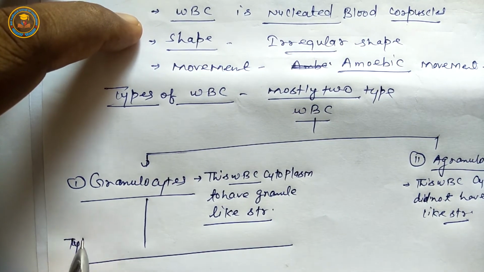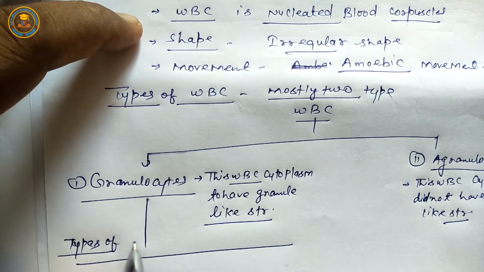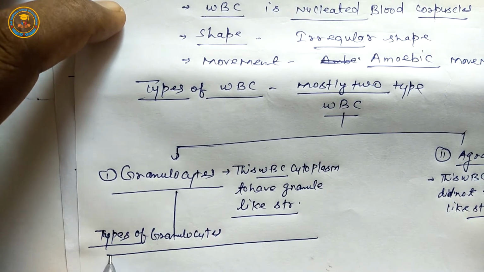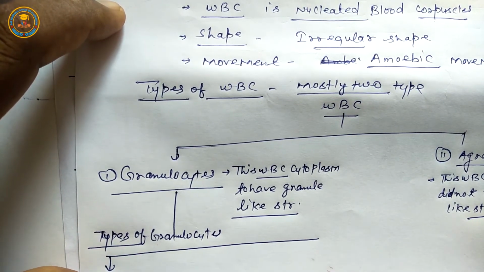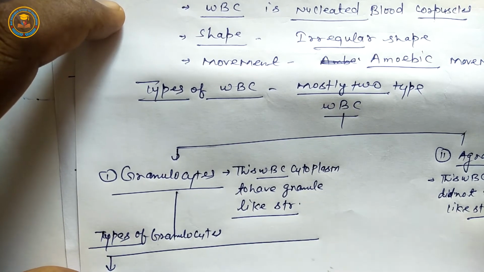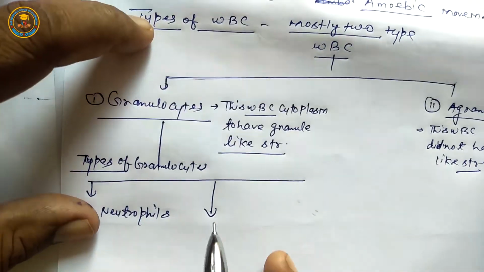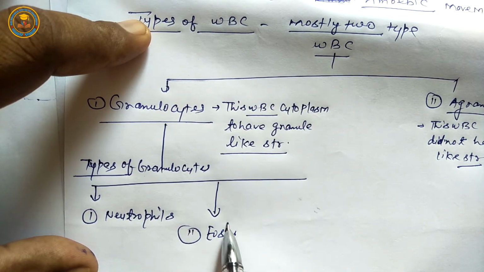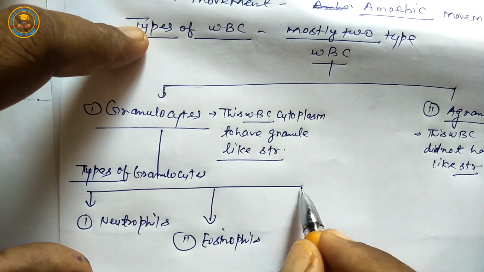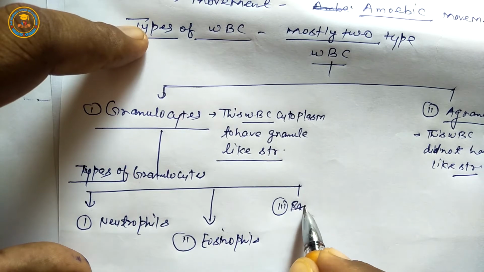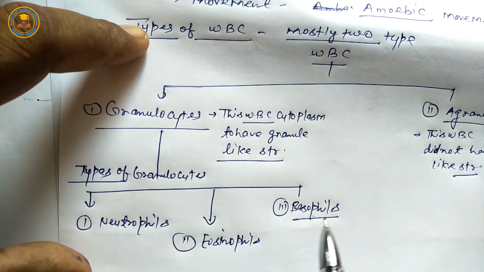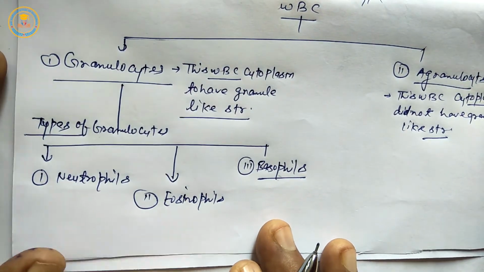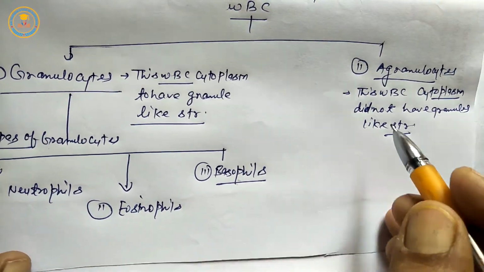Next is types of granulocytes, three types. First is neutrophils. Second is eosinophils. Third is basophils. It means 3 types of granulocytes: first is neutrophils, second is eosinophils, third is basophils.